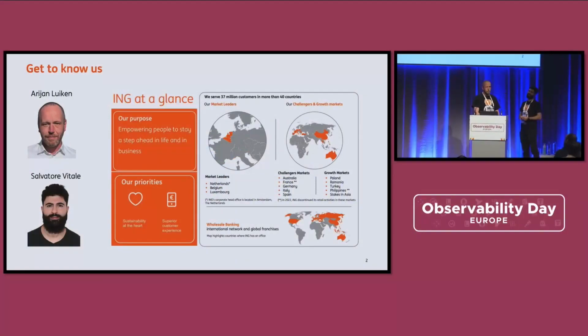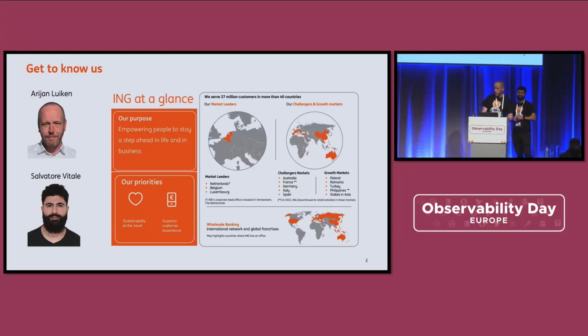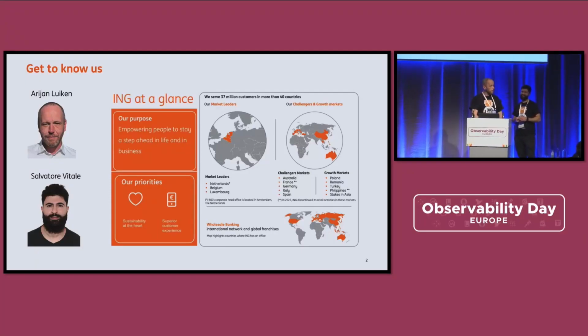My name is Arijan Luiken. I'm a father of two, and in the weekend I'm a volunteer at a dog school where I teach students about dog behavior and training.